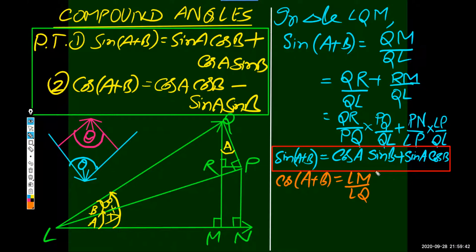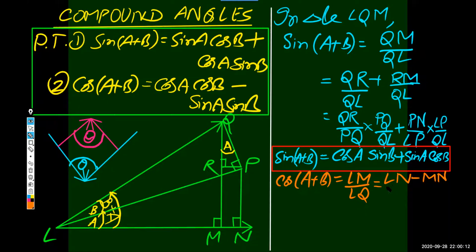Now I want to split that LM with respect to LN. Just see, we need LM, no? LM is LN minus MN. That's good. LN minus MN. Correct, no?